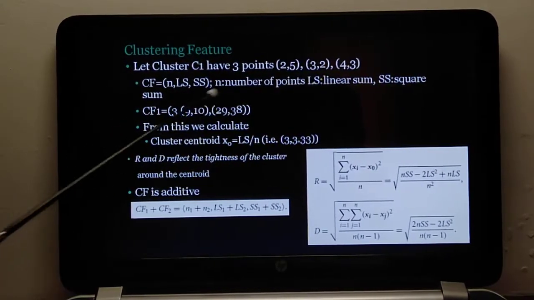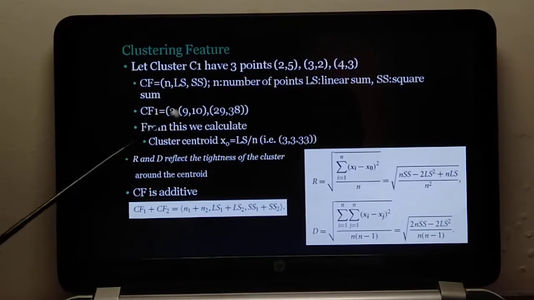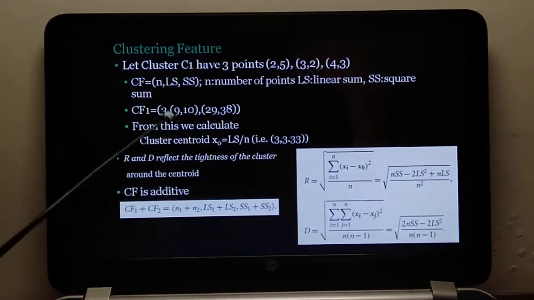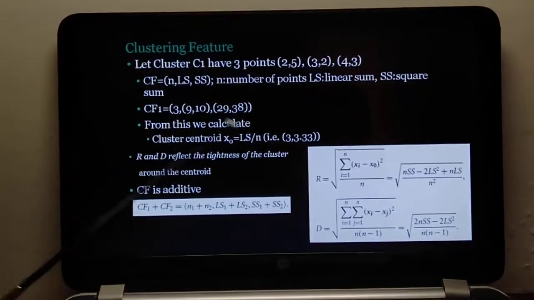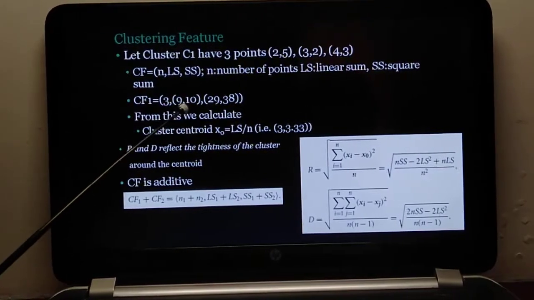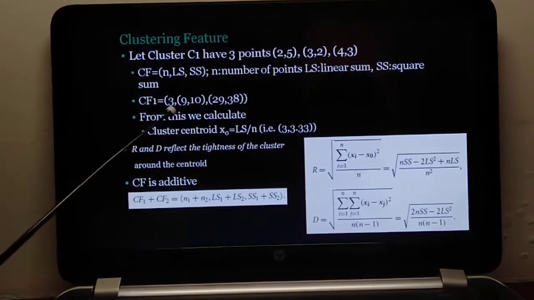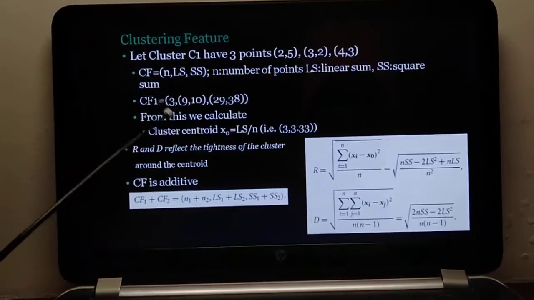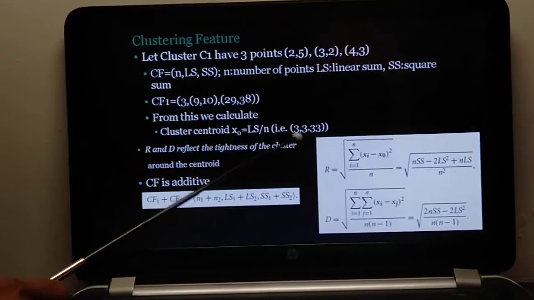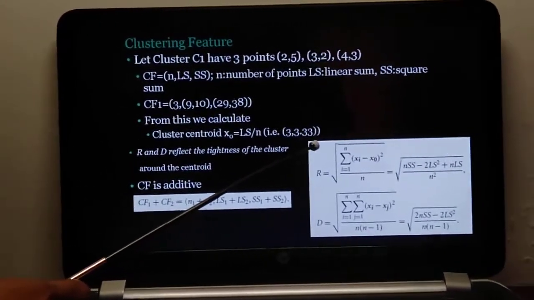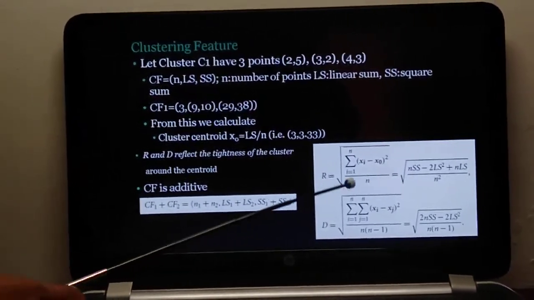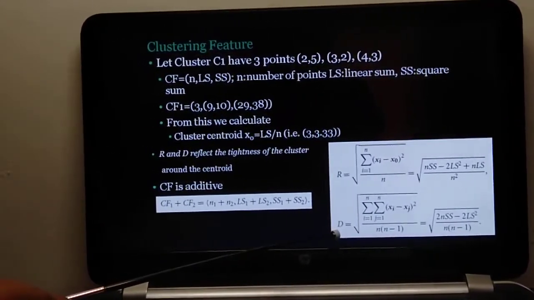And what are the things that we can calculate from this particular value? Simple. For this particular set of numbers, the centroid can be calculated as LS divided by N. So LS is over here and N is over here. So I get LS divided by N, which means 9 divided by 3, 3, and 10 divided by 3, 3.33. So my centroid for this particular cluster is (3, 3.33). Similarly, I can find the radius of the cluster and diameter of the cluster.